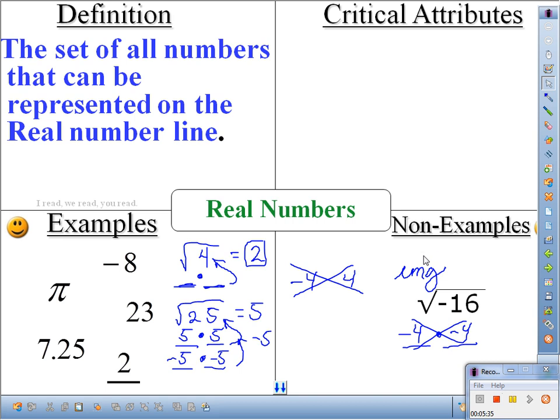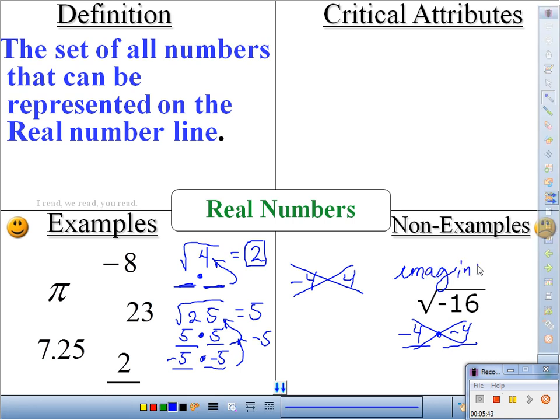Imaginary. These are known as imaginary. Let me move this over. Imaginary. I know, right? All cool? And the symbol for imaginary is this one, an i.